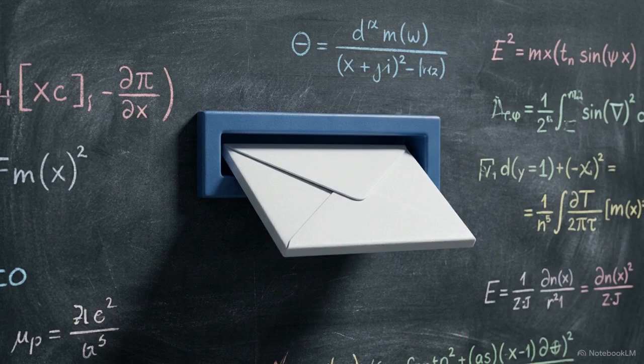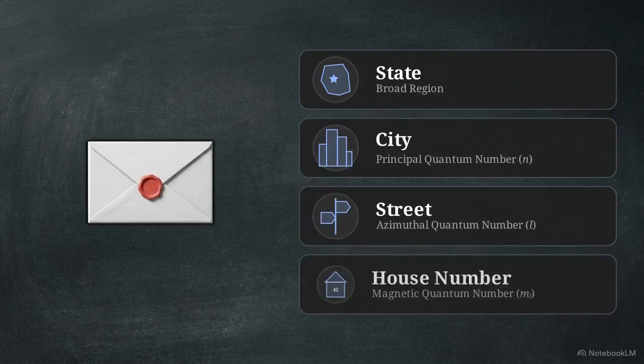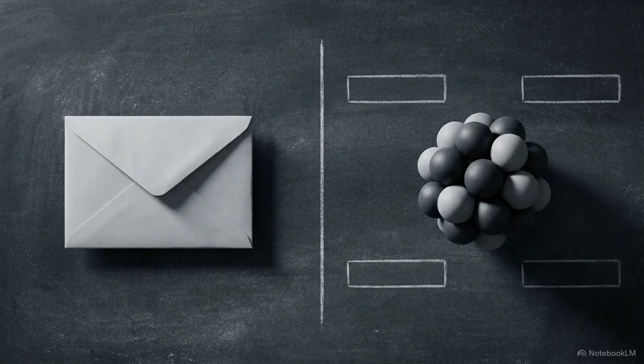Have you ever thought about how a piece of mail actually reaches its destination? To get a letter exactly where it needs to go, the post office relies on four specific pieces of information: the state, the city, the street, and the exact house number. It turns out atoms use an almost identical filing system.